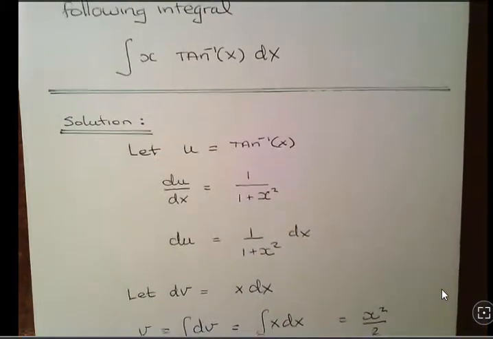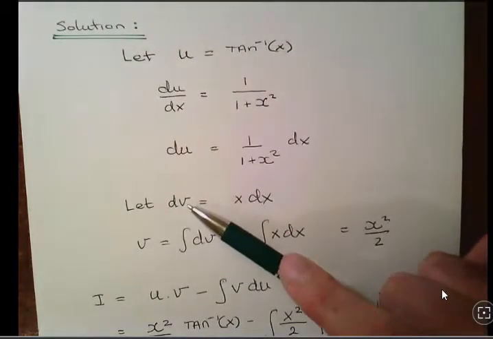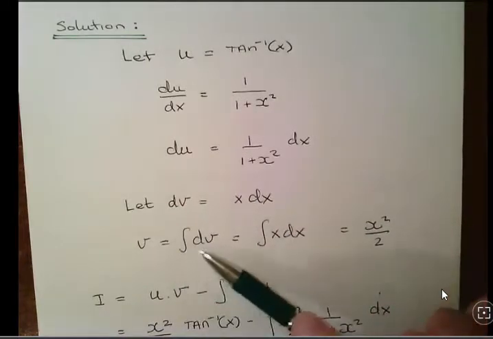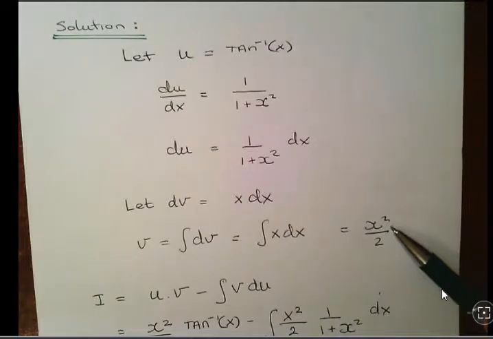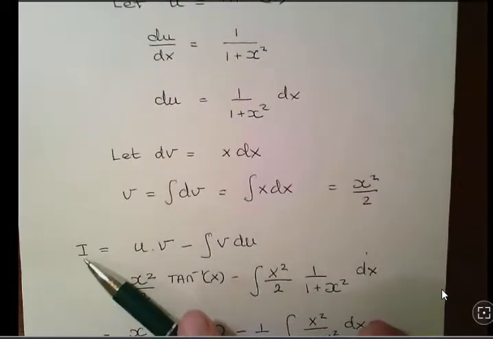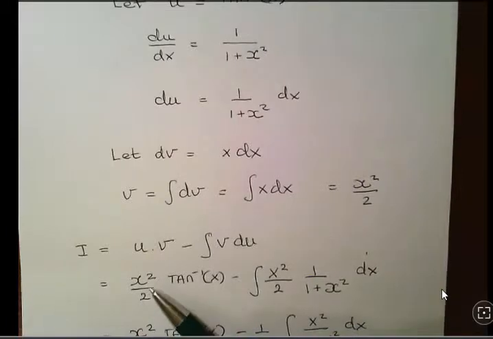So that's u. The other part of integration by parts is dv. dv is equal to x dx, so v is the integral of dv, which is the integral of x dx. In this case, it's simply x squared over 2. So let's put that all together. The integral is uv minus the integral of v du. So we have u and v there, just to piece it all together.